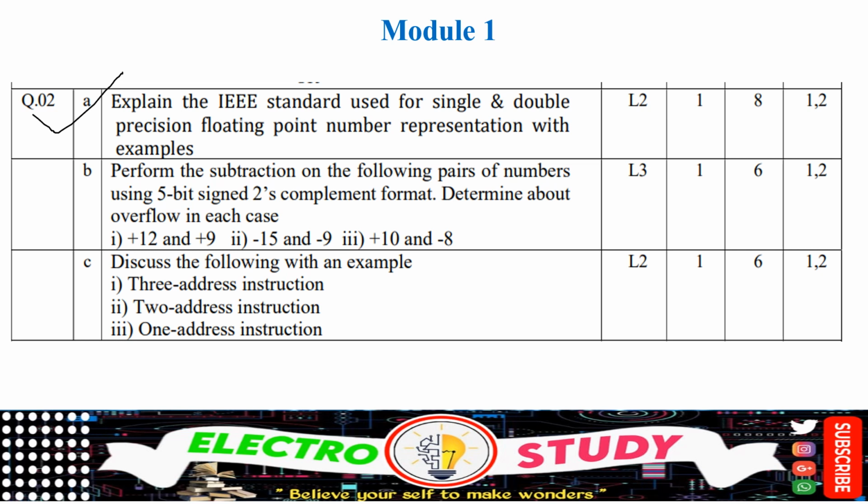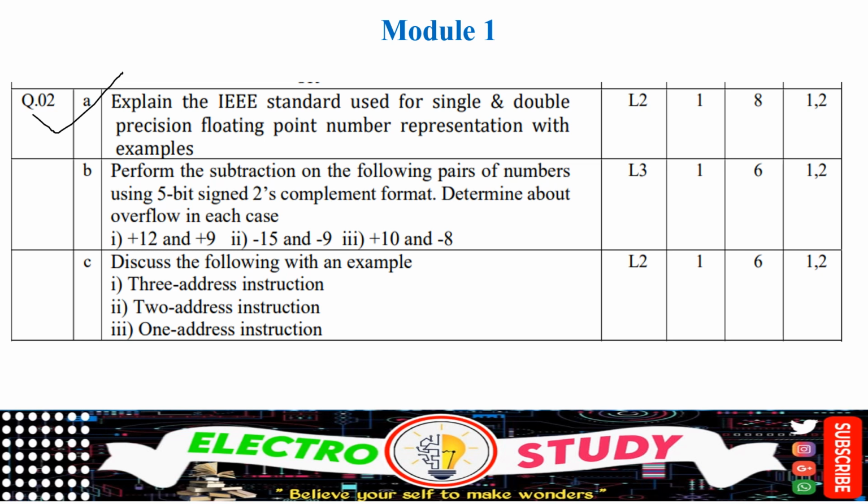And next, perform subtraction on the following pairs of numbers using 5-bit signed 2's complement format. So here you can see, in 2's complement format, when you are doing subtraction, there are various ways. That is, both with minus signs, both with plus sign, one plus and one minus sign, how to add and subtract, we would have learned, right? So with that, you are going to take here plus 12 and plus 9, and you're going to take the 2's complement.